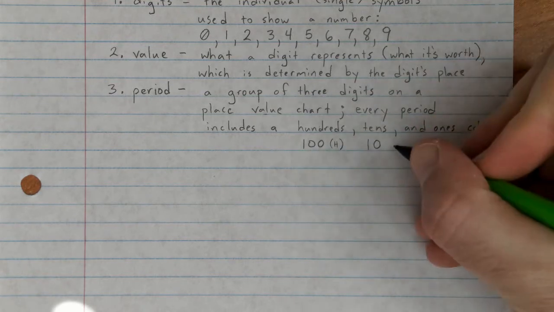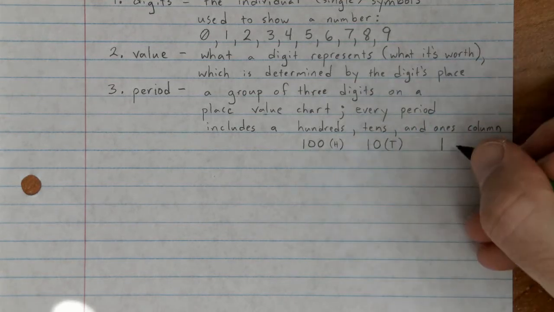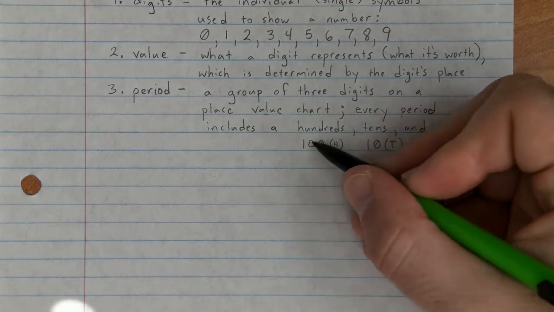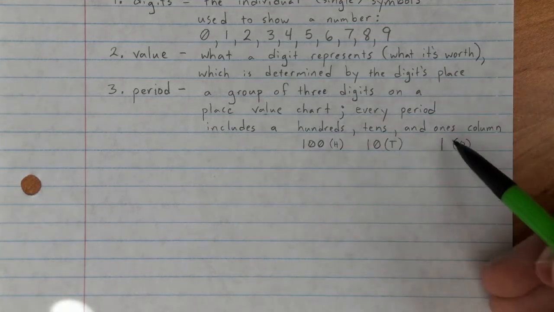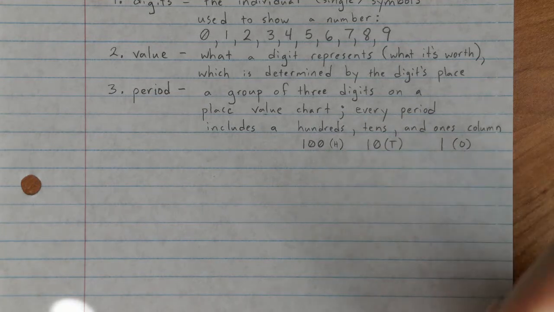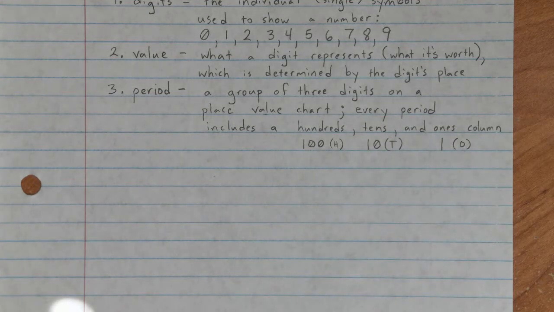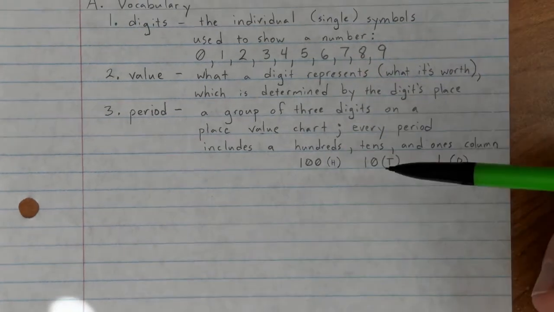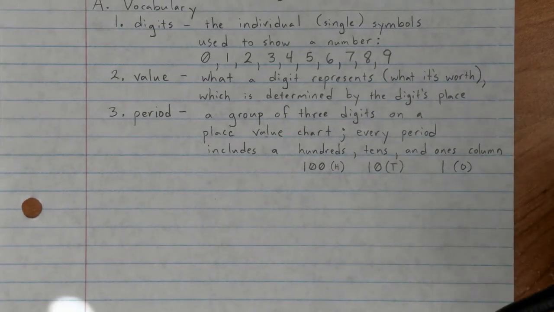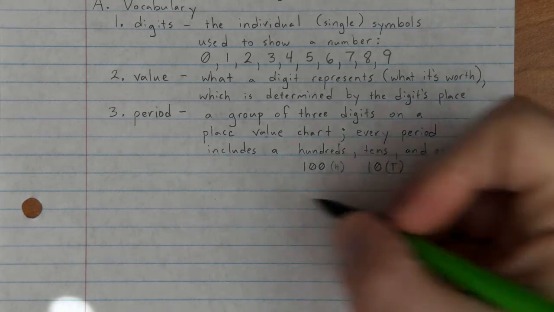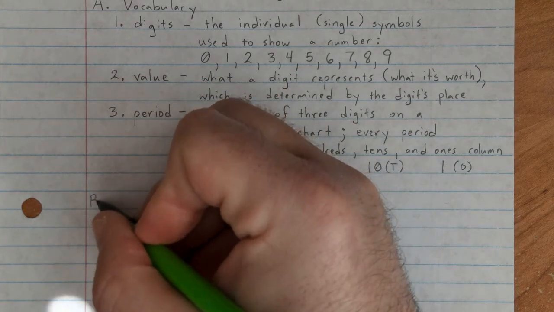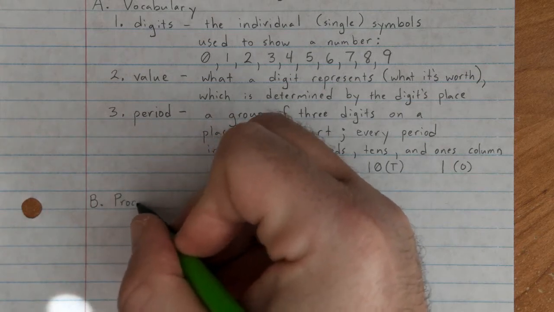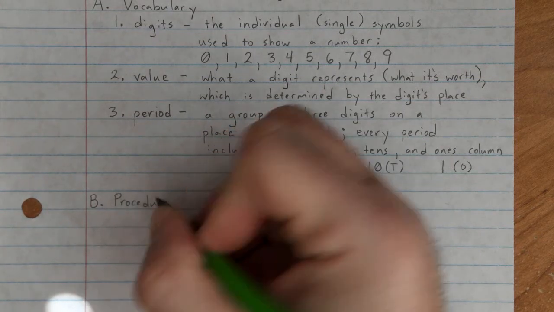So we have an H, we have a T, we have an O. Again, I'm going to put lines through these just to make sure it's clear they're zeros. Ones, tens, hundreds. It repeats. Okay. Now, let's take a look. We discussed some vocabulary, the words we need to talk about these things. Let's move on and take a look at some procedures for how we're going to read them.